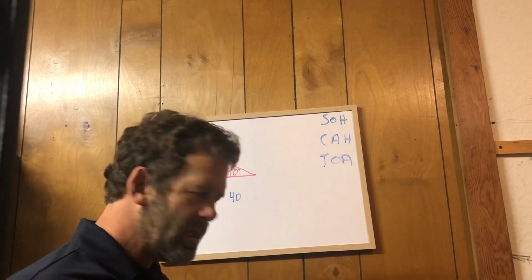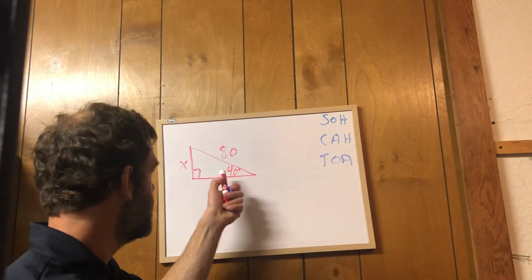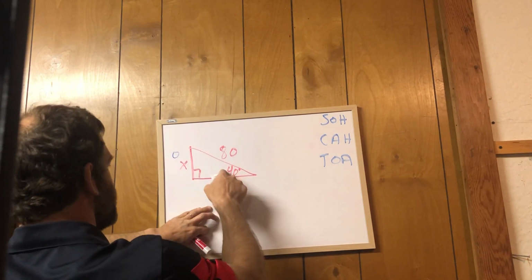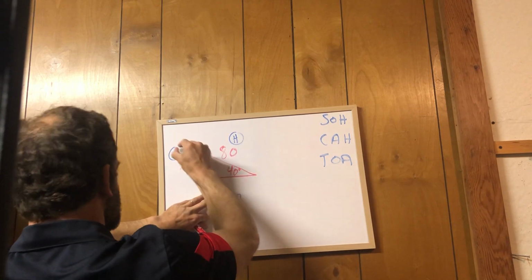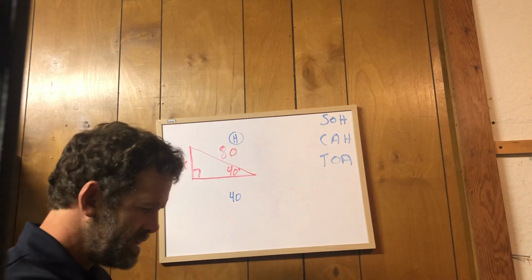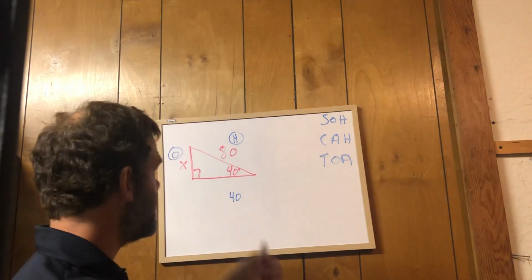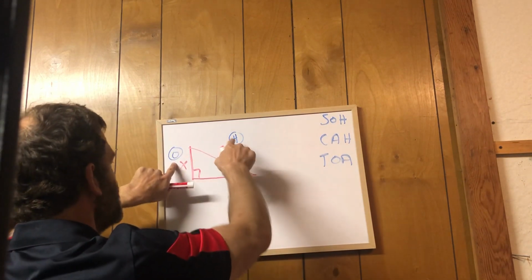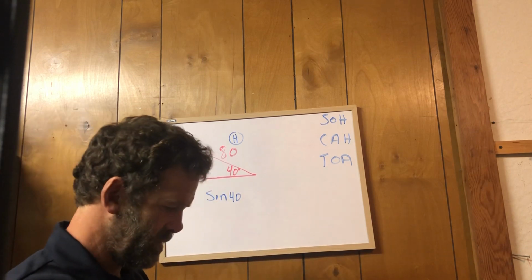Step number 2, list the 2 important sides from this angle. From this angle, the side that I'm trying to find is my opposite from this, and the side that they give me is my hypotenuse. That's step number 2. Step number 3 is write down the trig function next to the angle. So sine is the only one that has the opposite and hypotenuse. So I have sine of 40.